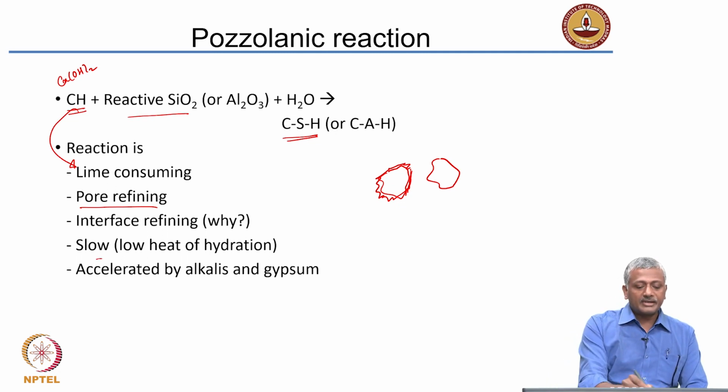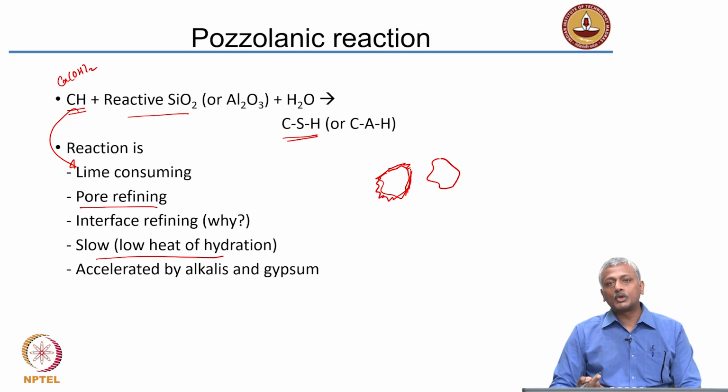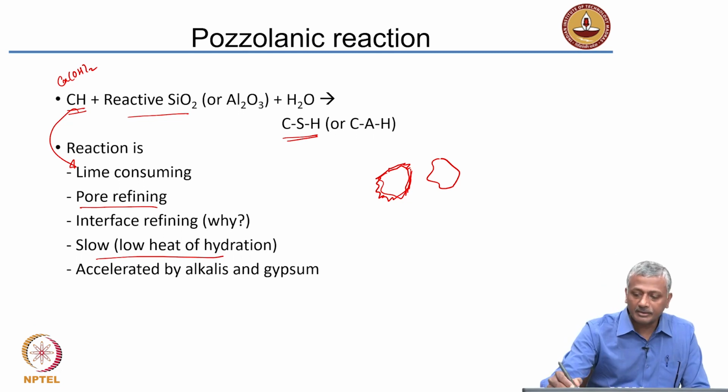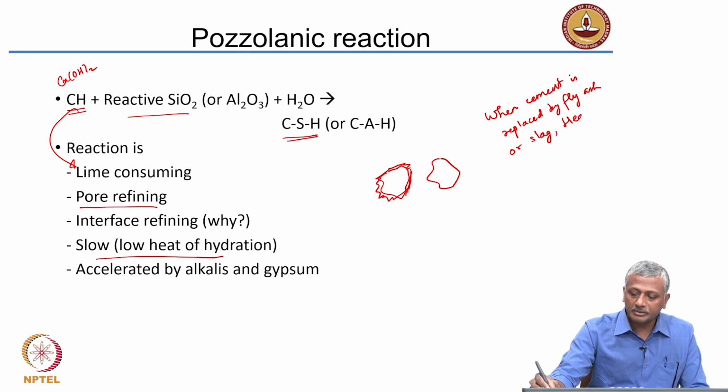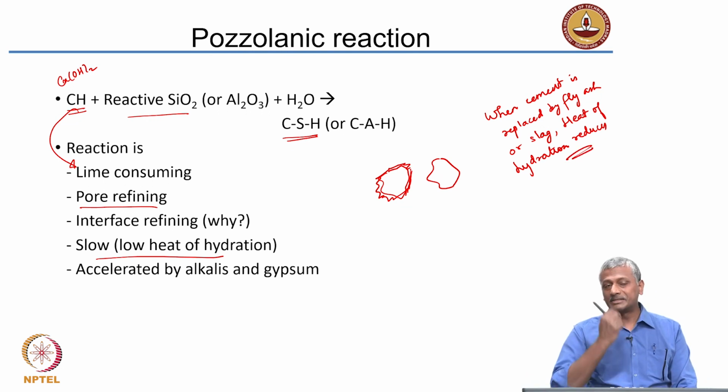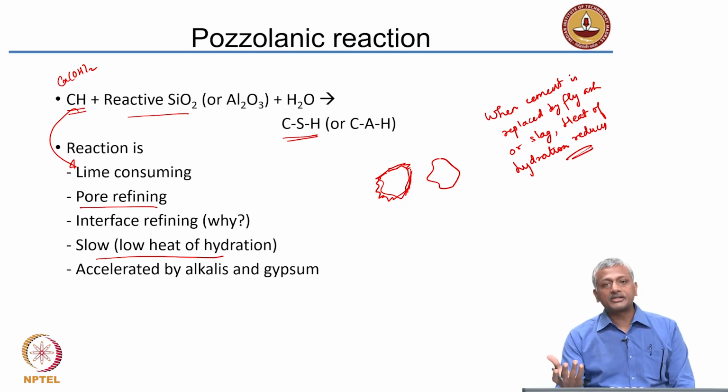This reaction is slow, so it leads to an overall reduction in the heat of hydration. So when cement is replaced by fly ash or slag, the heat of hydration reduces. Instead of using a low heat cement for certain applications like a dam, I can still use a general purpose cement, type 1 cement, but replace it partly with fly ash or slag. That will bring down the extent of heat.